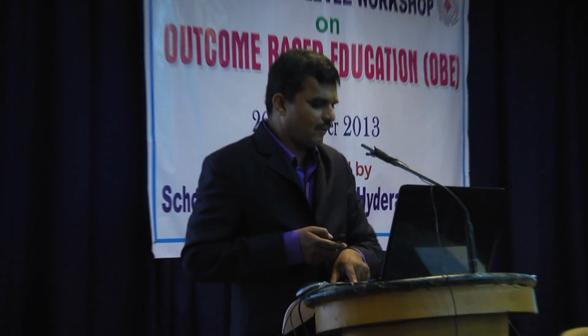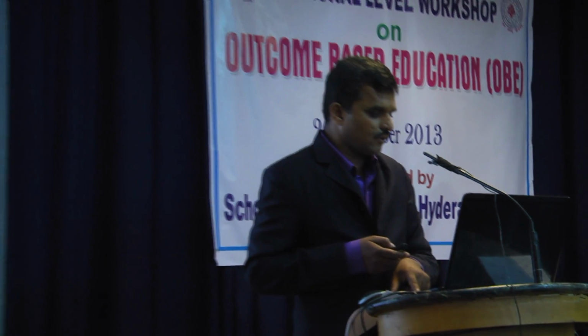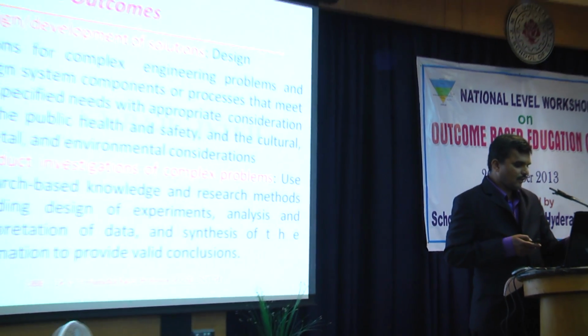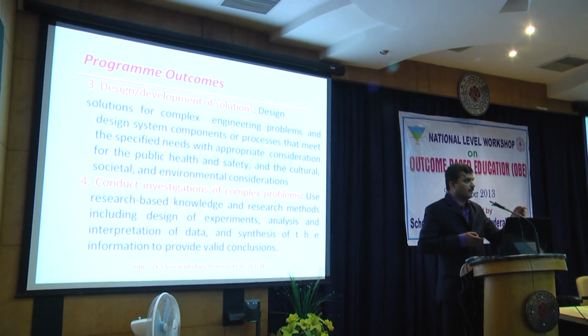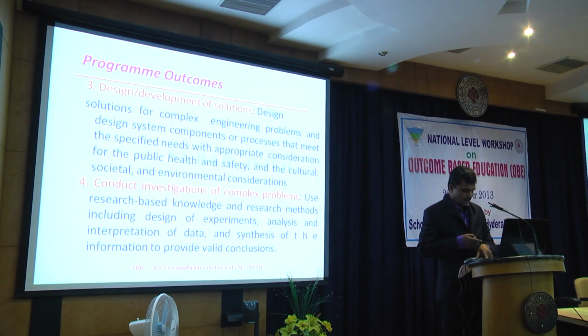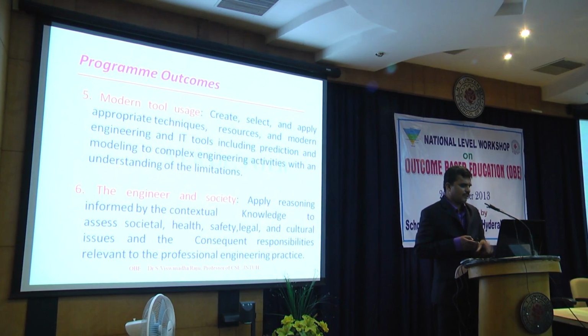Engineering knowledge, problem analysis, design or development of solutions, conduct investigations of complex problems, like they have taken 12 attributes. Okay. Next, modern tool. I think I'll explain with an example with the program name information technology. There you can understand a little bit more easily. But here I am only discussing how to frame the POs. There we will get a little idea about how to map it, how to correlate, how to make the matrix representation. This is what we will discuss next.